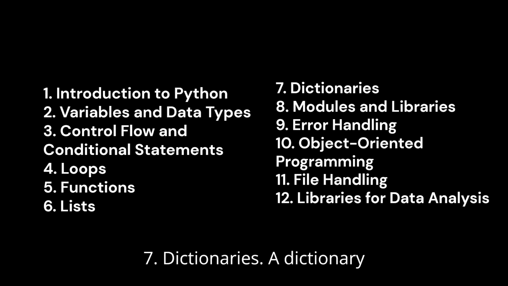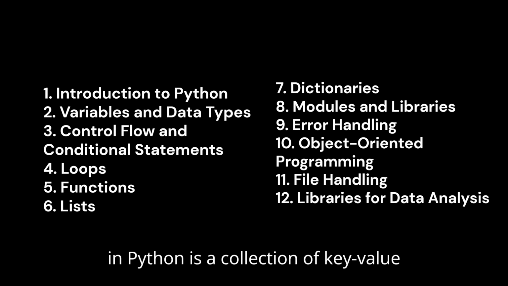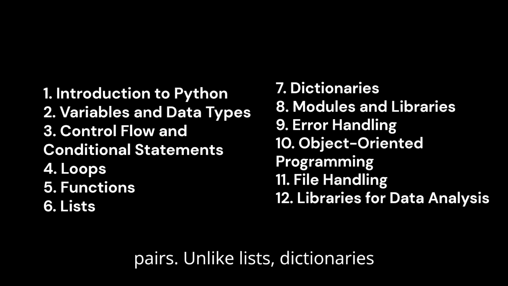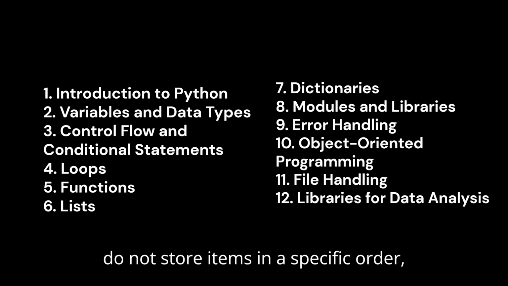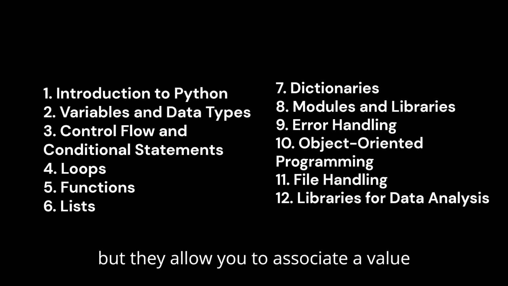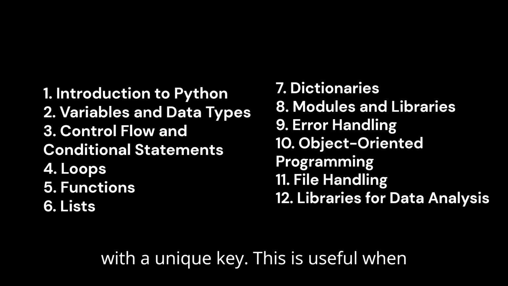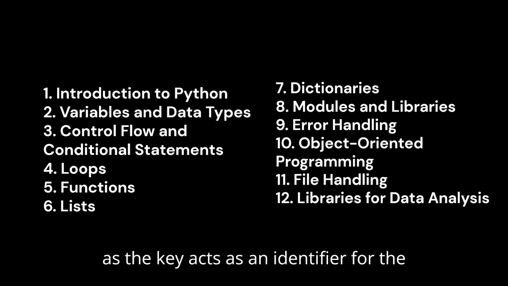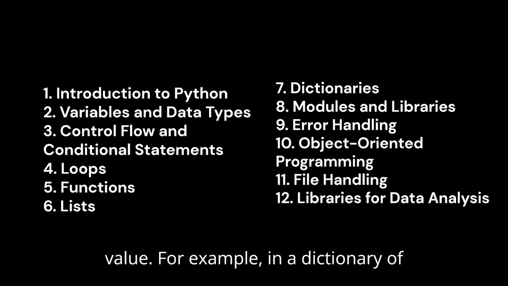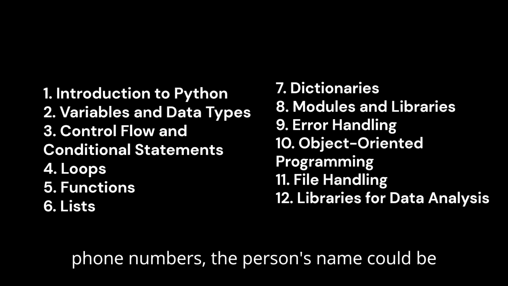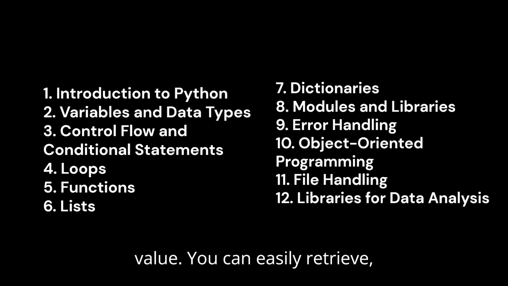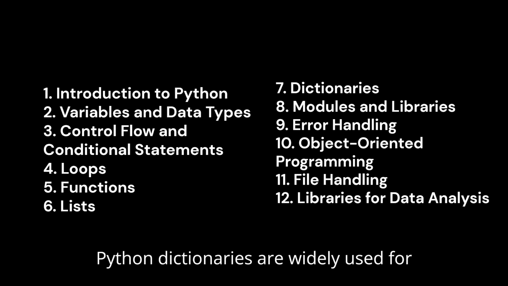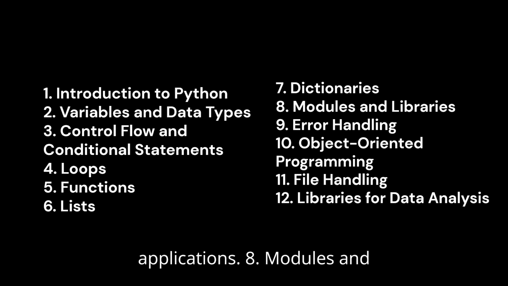7. Dictionaries. A dictionary in Python is a collection of key-value pairs. Unlike lists, dictionaries do not store items in a specific order, but they allow you to associate a value with a unique key. This is useful when you need to look up information quickly, as the key acts as an identifier for the value. For example, in a dictionary of phone numbers, the person's name could be the key, and the phone number would be the value. You can easily retrieve, add, or modify items in a dictionary. Python dictionaries are widely used for storing structured data in many applications.